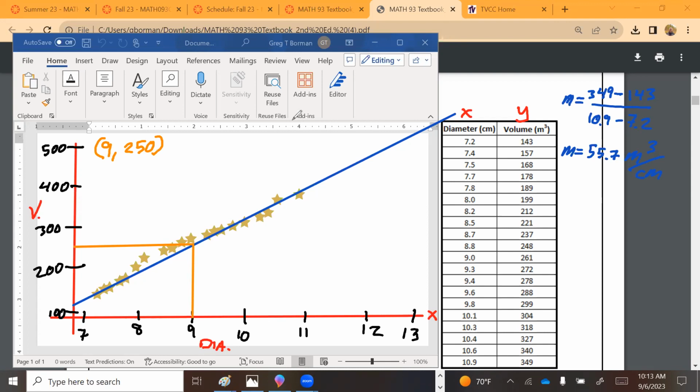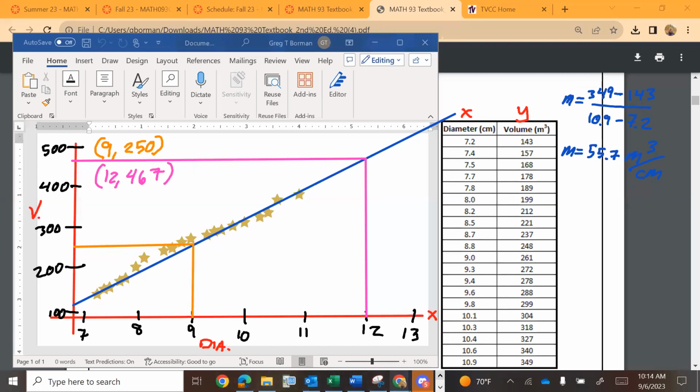Let's do another one, because we need 2 points. How about, I'll go 12, just because I feel like it, and there's nothing magical about 12. I'm going to go straight up, and then straight over, so it's horizontal. That looks like a 12 centimeter diameter corresponds to about 2/3 of the way up from 400 to 500. So I'll say 467 cubic meters.